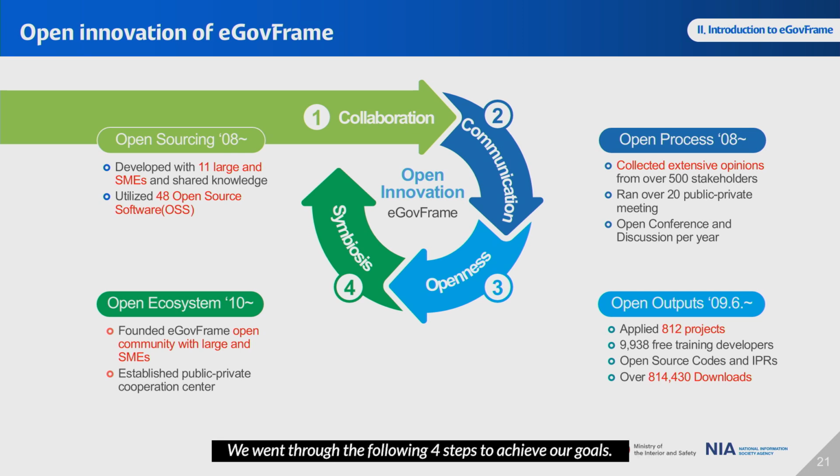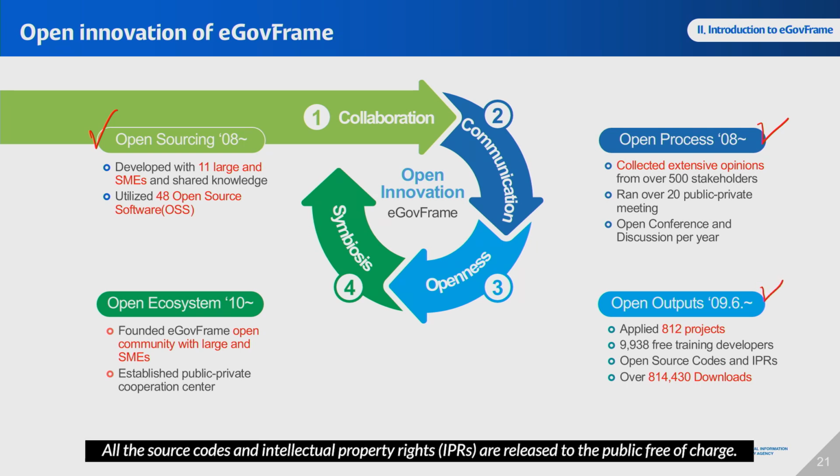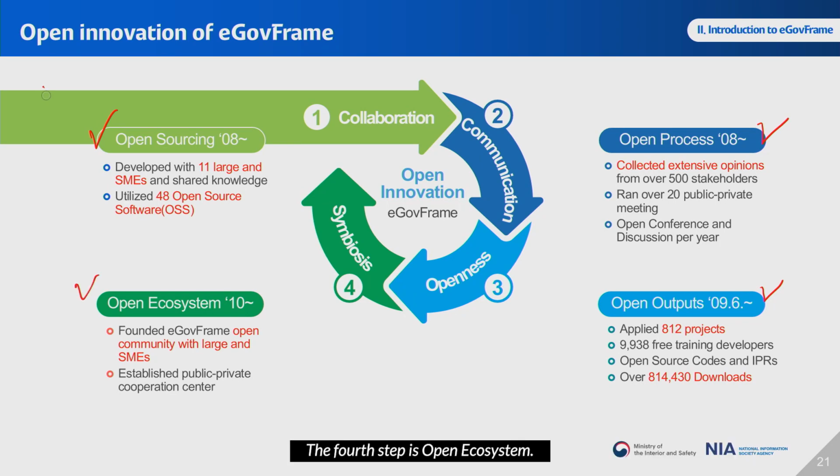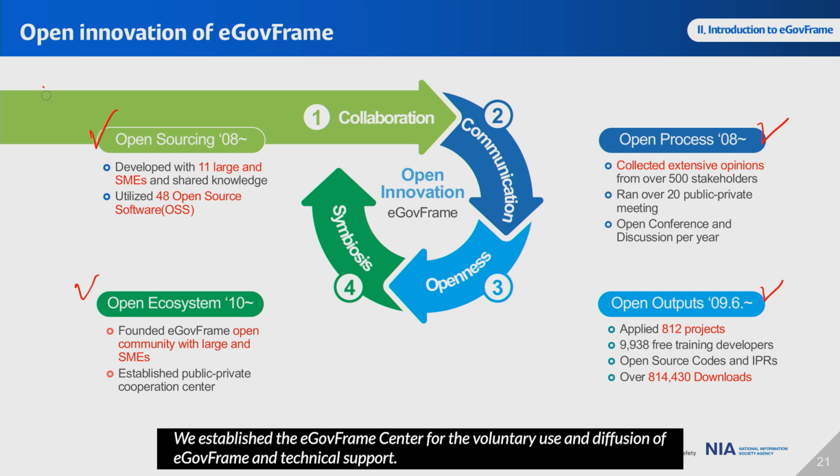We went through the following 4 steps to achieve our goals. We verified and selected open sources as the first step, and then reflected the opinions of relevant parties as the second step. The third step is open output. All source codes and intellectual property rights are released to the public free of charge. The fourth step is open ecosystem. We established the eGovFrame Center for the voluntary use and diffusion of eGovFrame and technical support.